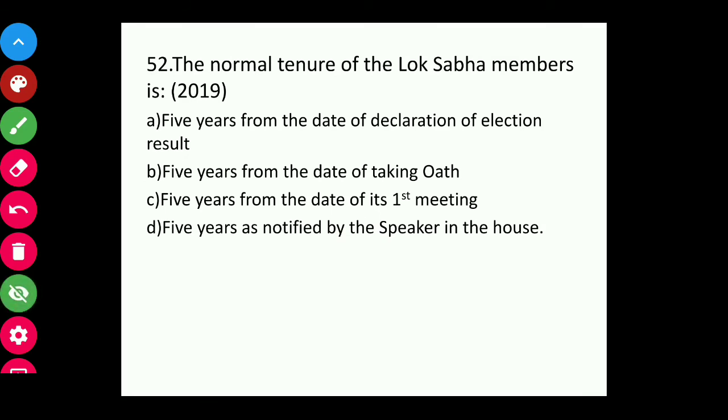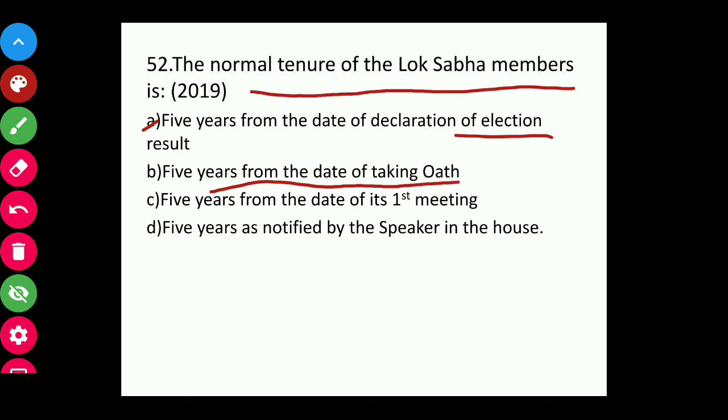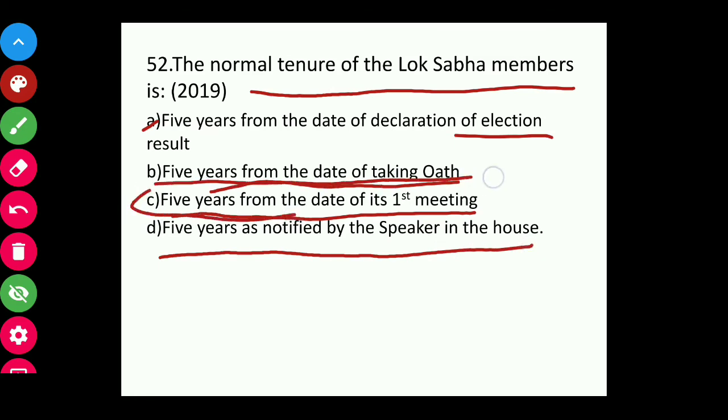The normal tenure of the Lok Sabha members is 5 years from the date of declaration of election results, 5 years from the date of taking oath, 5 years from the date of his first meeting, 5 years as notified by the Speaker of the House. So the answer is C. 5 years from the date of his first meeting.